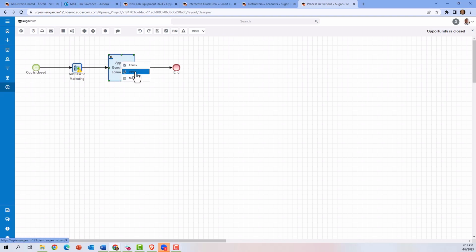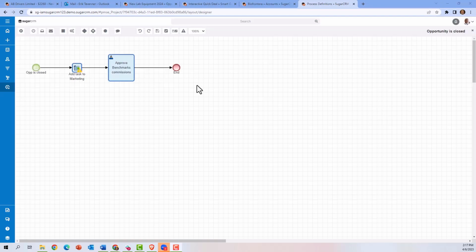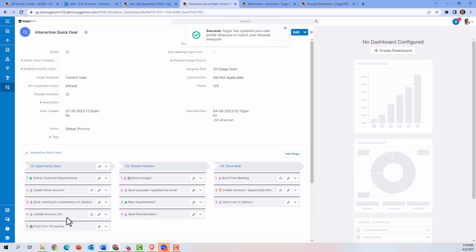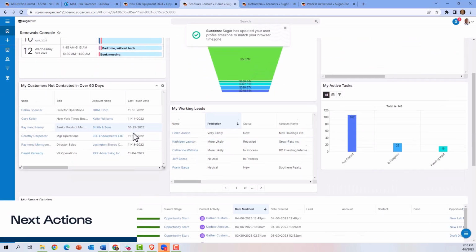By right-clicking and looking at users, you can see who is to be assigned to the next step. Also, when considering next best actions, you can see that the next actions are defined by rule in this instance, versus the interactive quick deal, where the next best action is built and also has an update account information button that drives the user to the appropriate screen to take the action necessary to complete the step in the process.